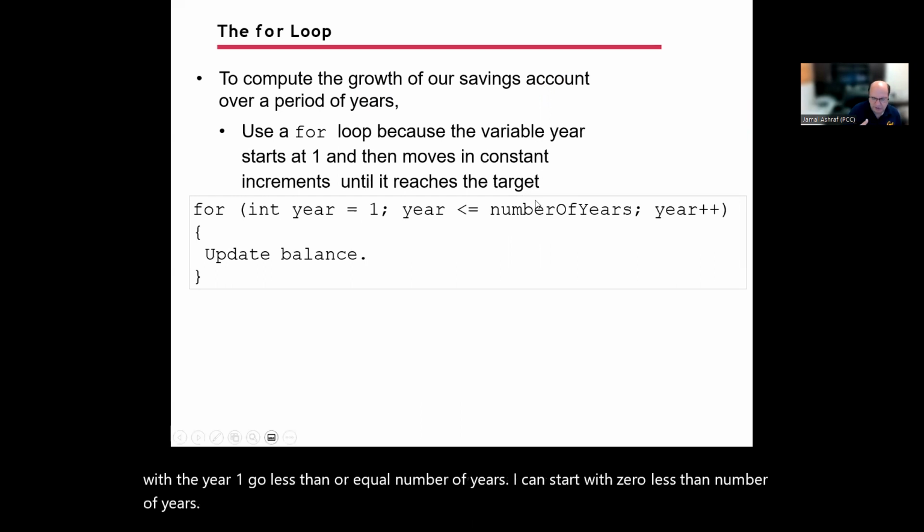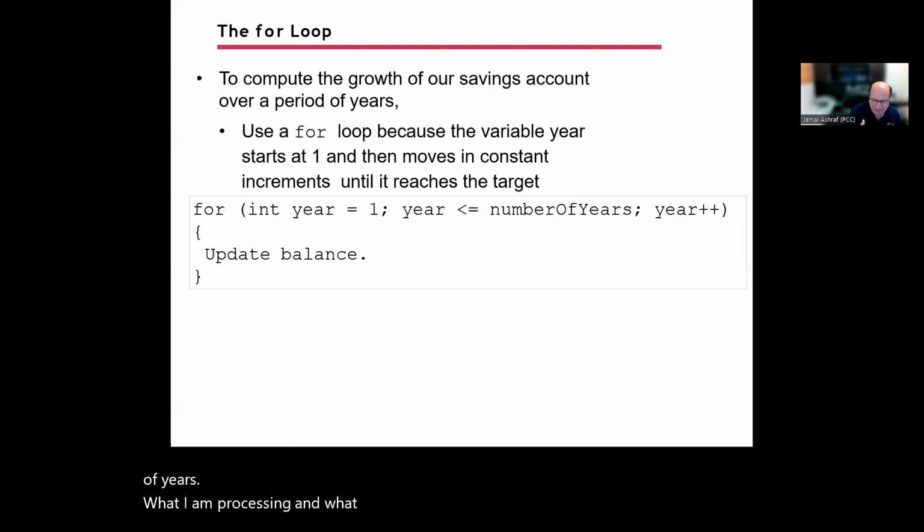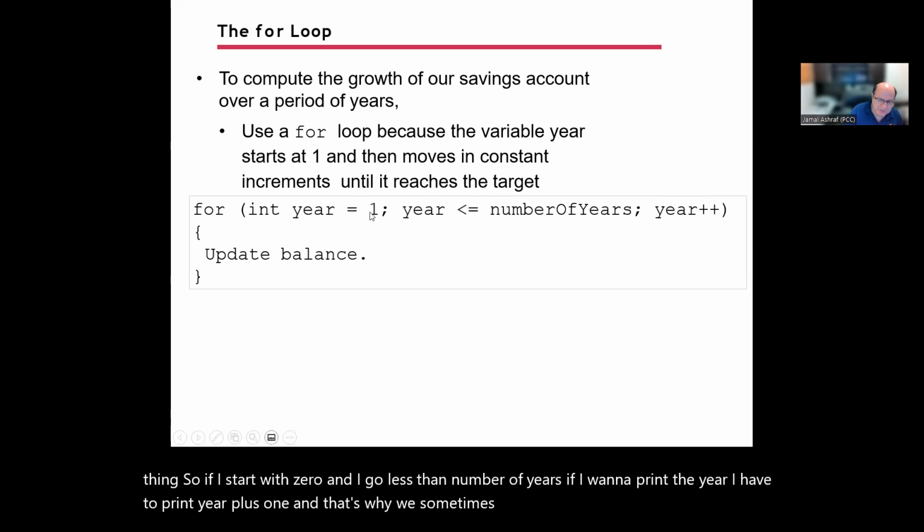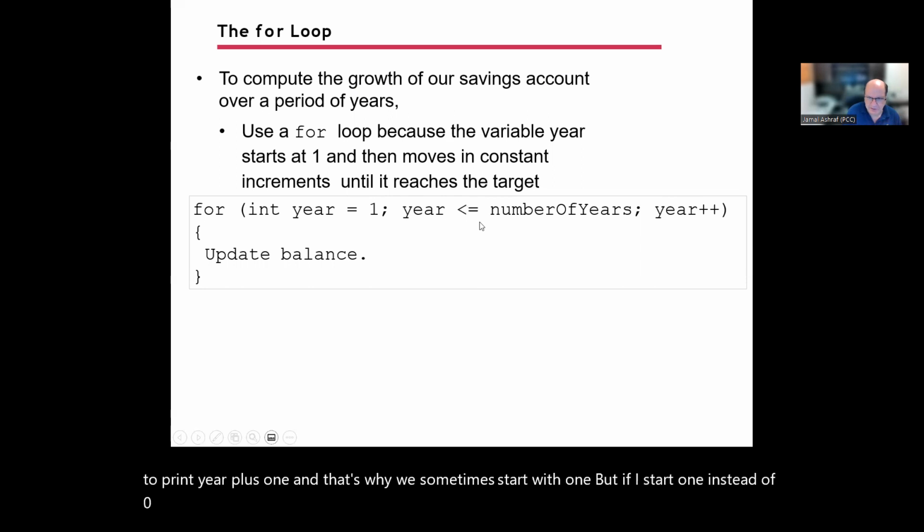What I am processing and what I'm showing to the user doesn't have to be exactly the same thing. So if I start with 0 and I go less than number of years, if I want to print the year, I have to print year plus 1. And that's why we sometimes start with 1. But if I start 1 instead of 0, then my less than becomes less than or equal to, to be sure we are not off by 1.